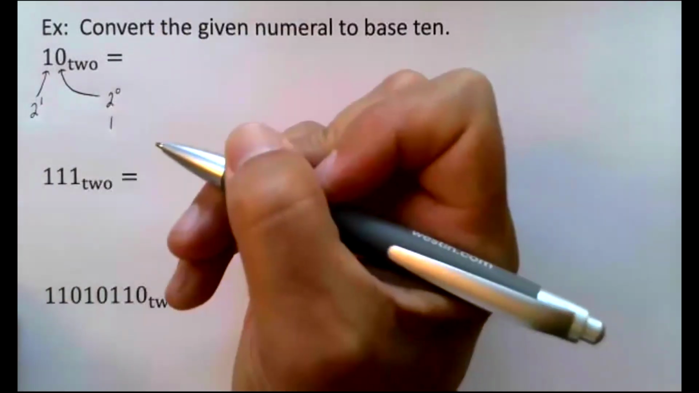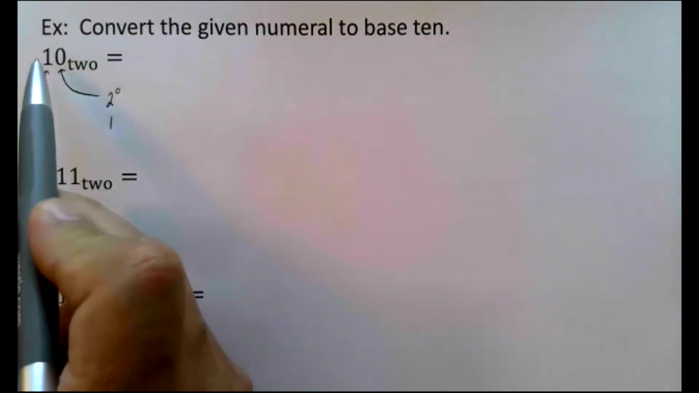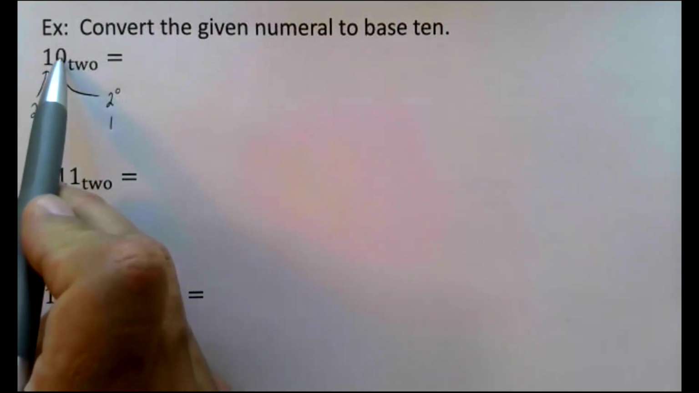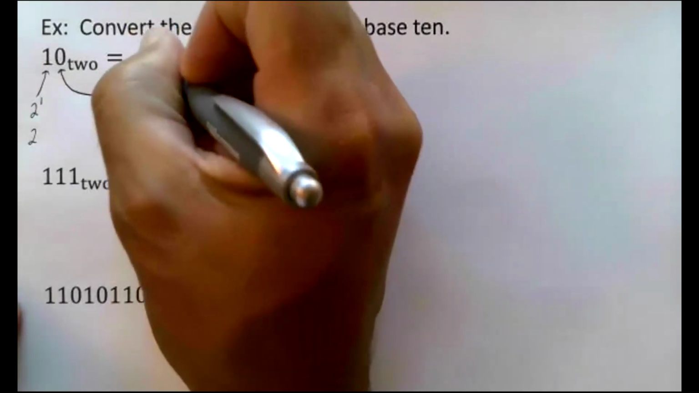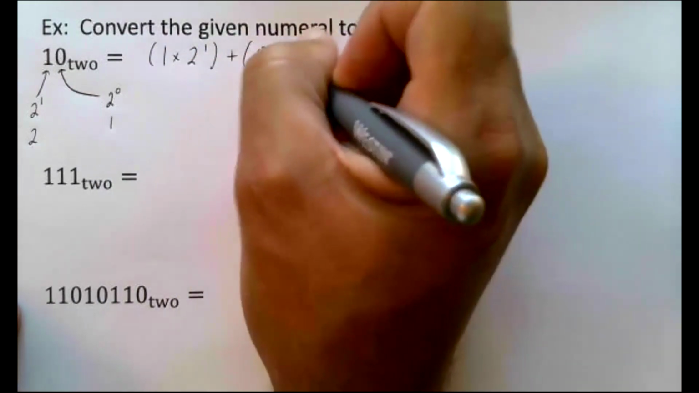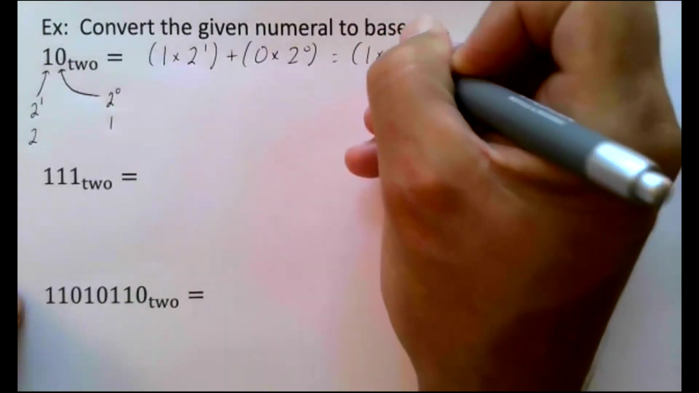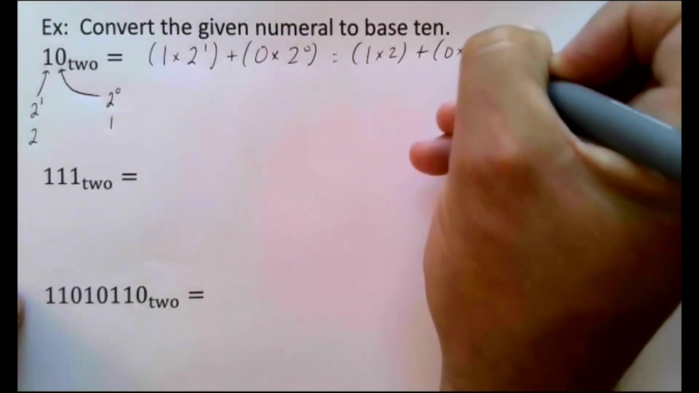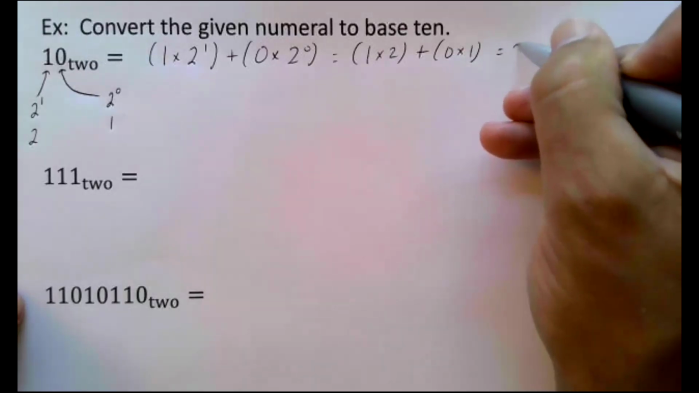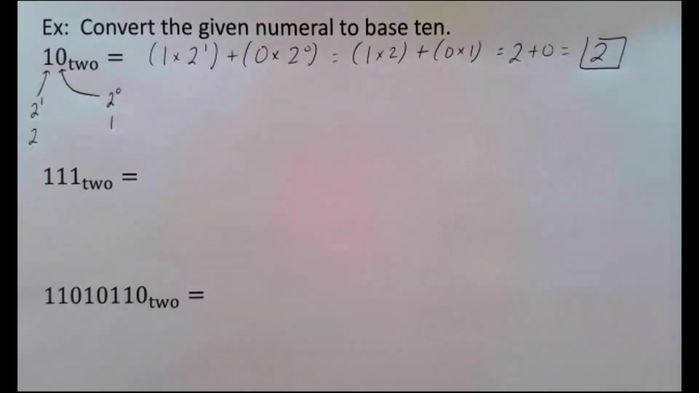2 to the 0, of course, is equal to 1. Remember, anything to the 0 is equal to 1. 2 to the first power is equal to 2. This is simply saying I have 1 set of 2 plus 0 sets of 1, which is, of course, 2 plus 0, which is, of course, 2. We're not always going to write it out that detailed for every single problem. We're going to do several of these today, but for the beginning problems, I might.